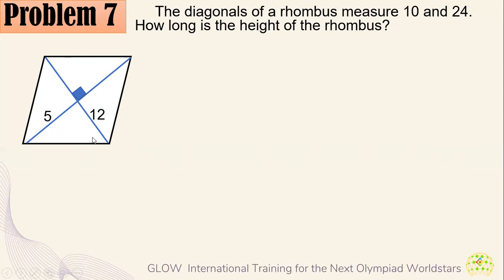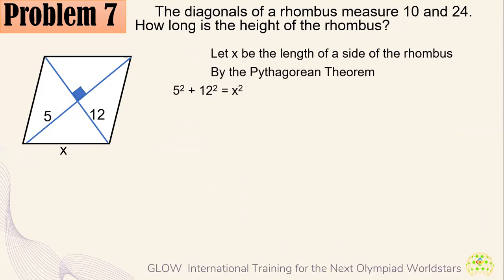And remember as well that based on the previous item, diagonals of a rhombus are perpendicular. So these are in fact all right angles here. And for such, we don't know the length of that side x. Let's say the side of the rhombus is x. And since this is a right angle, we could utilize the Pythagorean theorem to solve for x. That is, let x be the length of the side of the rhombus, and by the Pythagorean theorem, we have 5 squared plus 12 squared equals x squared.